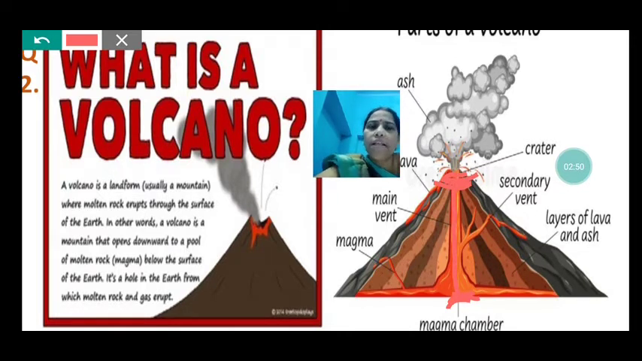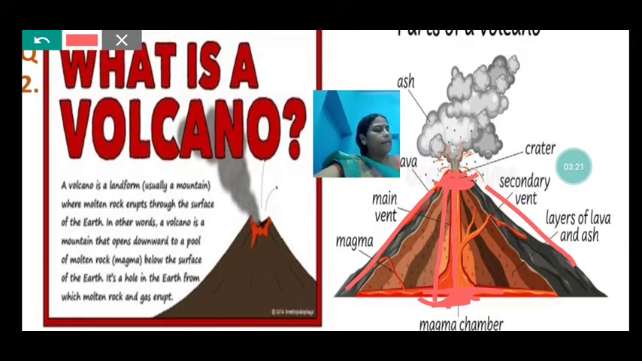In other words, we can say that a volcano is a mountain that opens downwards, into the pool of the molten rocks, downward to a pool of molten rock below the surface of the earth. It's a hole in the earth from which the molten rock and gas erupt. Through this hole, the molten rock and the gas come out.